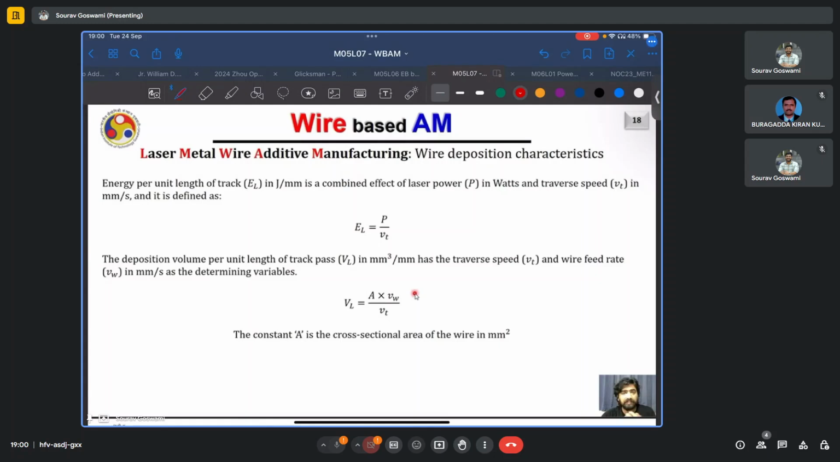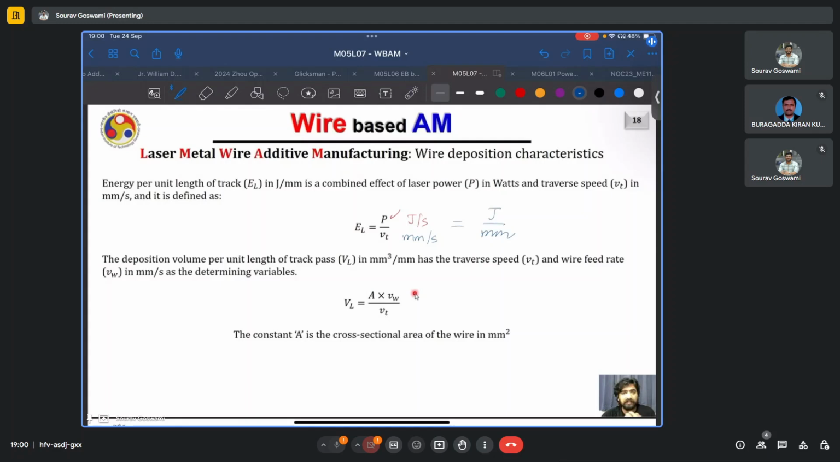For the simplest case, that is energy per unit length or linear energy density, it is given simply by the ratio of the power in joule per second or watt and the traverse speed, which is typically in, say, millimeter per second or millimeter per minute. And the units you end up with is joule per mm, or energy per unit length.